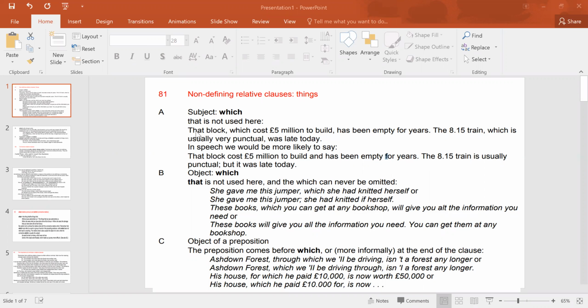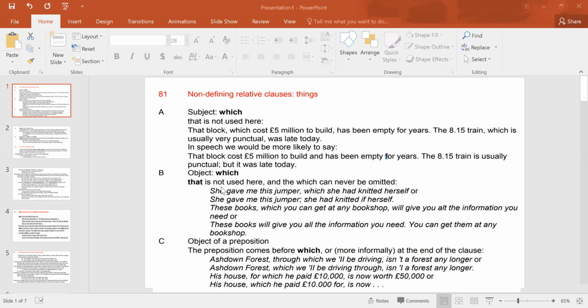These are two sentences. The first starts from here and ends here, and the next is: the 8:15 train, which is usually very punctual, was late today. So "which cost 5 million pounds" is a non-defining relative clause here, and "which is usually very punctual" is also a non-defining clause. In speech, you can say these sentences like this: that block cost 5 million pounds to build and has been empty for years. And the 8:15 train is usually punctual, but it was late today. This is in speech, but in written form, you normally write in the earlier shape.